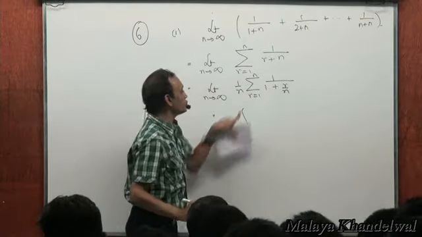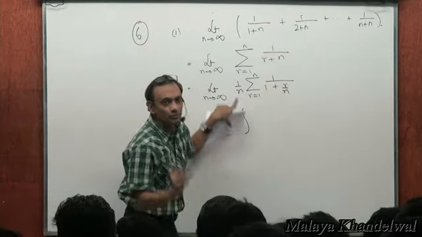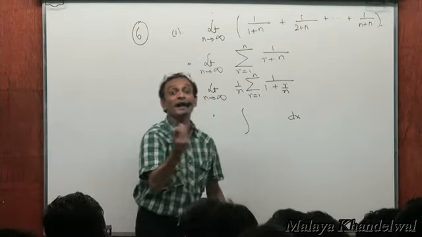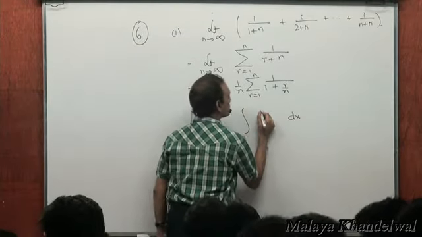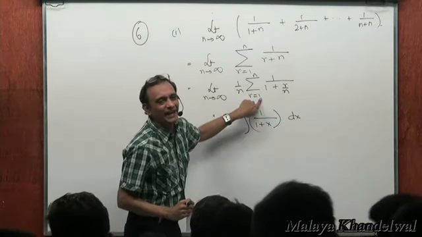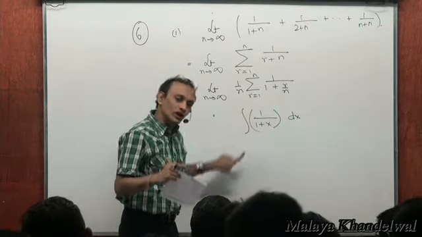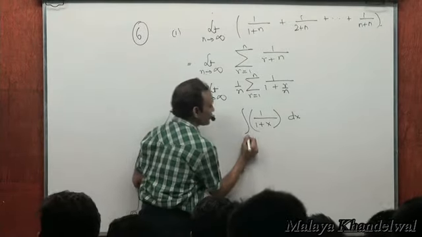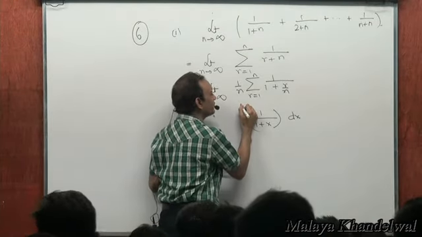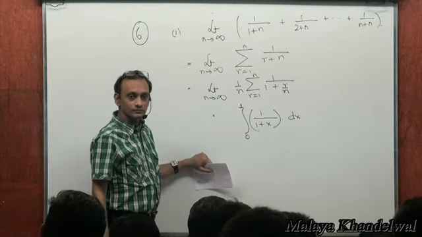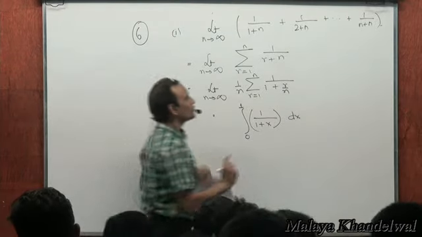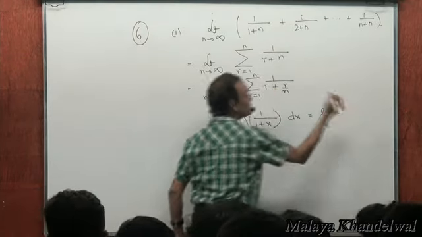Now, this summation is to be replaced by the integral sign, 1 by n to be replaced by dx, f of r by n to be replaced by x, and 1 by n as n tends to infinity is 0, so the lower limit will be 0. n by n as n tends to infinity would be 1, so the upper limit would be 1. Are you confused? No? So this simply becomes log 2, isn't it?